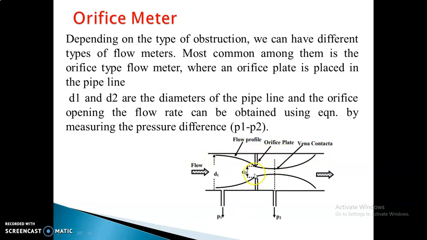So this is your pipeline. This is the indication of the flow in which the obstruction is placed. Here this line is an indication of the flow profile. The orifice plate is kept in the mid portion. So this is the obstruction. Where it ends, there is a curve shape. This is what is actually called a vena contracta.